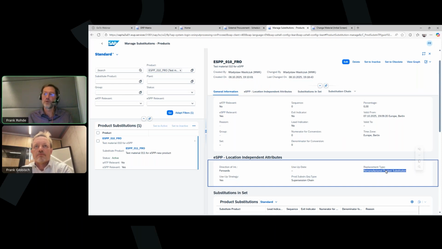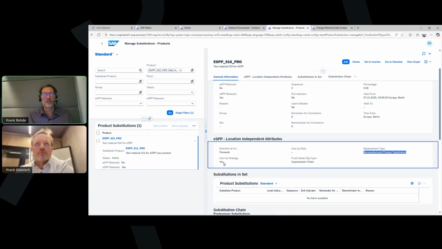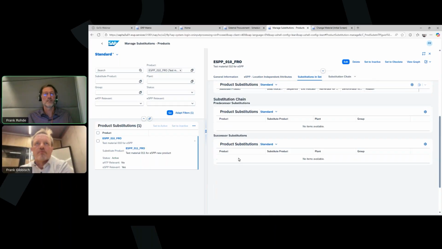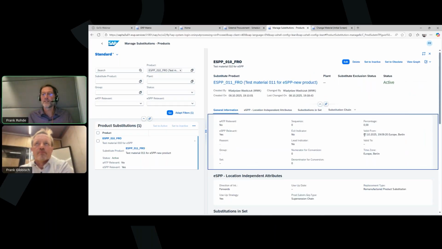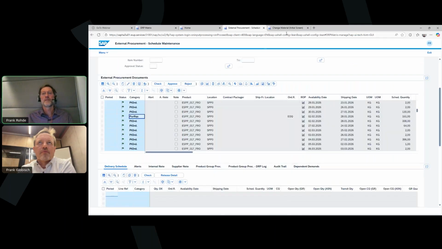That is a key point that is different to the supersession chain, which we generate normally through this UI as well, but with a different type. So it's eSPP relevant. We have the use-up strategy, yes, to maintain. So it's as simple as that. It's valid from the 10th of October. So a valid supersession chain of the remanufacturing part with the new product. That is all that we need.